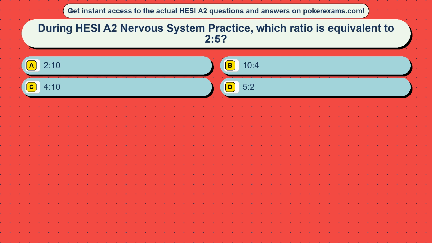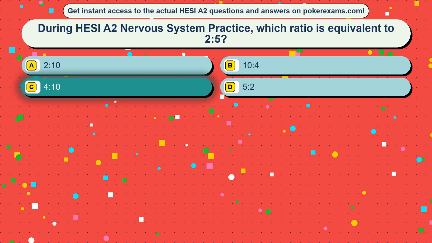Question 31. During HESI A2 nervous system practice, which ratio is equivalent to 2:5? Option A 2:10, option B 10:4, option C 4:10, option D 5:2. The correct answer is option C, 4:10.